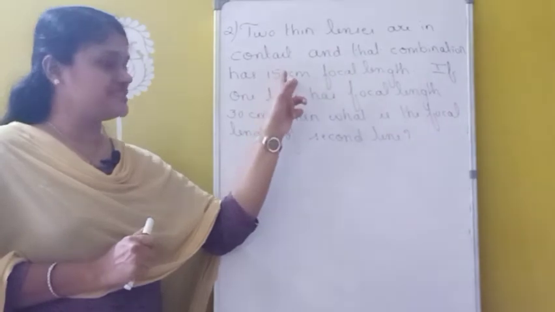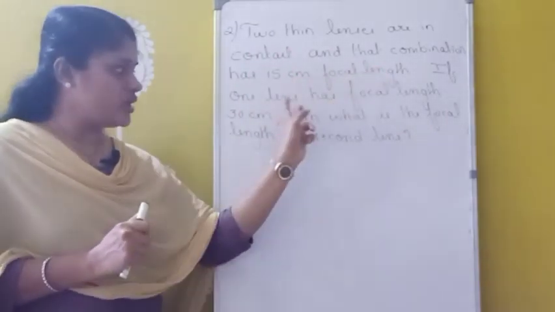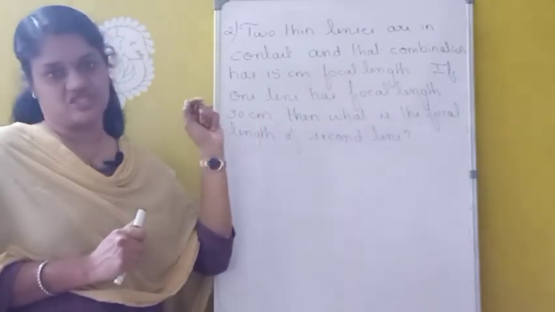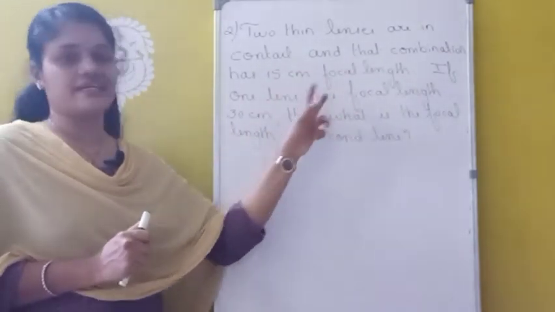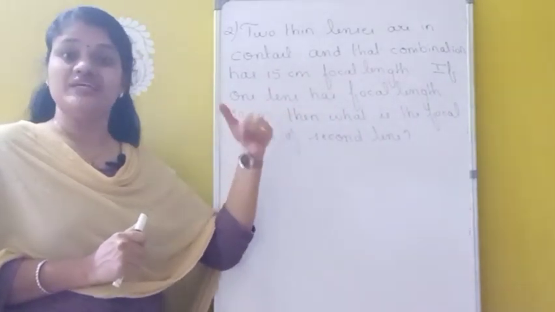Second problem. Two thin lenses are in contact and that combination has 15 centimeter focal length. That means 15 centimeter is the focal length of the combination of lenses. If one lens has focal length 30 centimeter, then what is the focal length of the second lens? So the first lens focal length is given here and we have to find the focal length of the second lens.